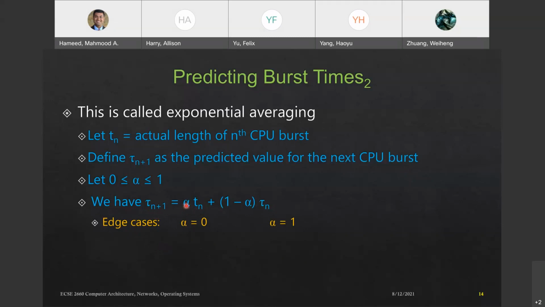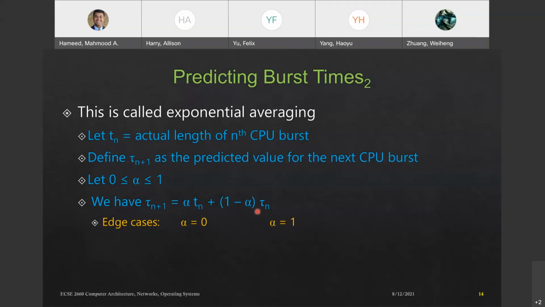So when alpha is 0, what can we say? Alpha is 0 means this term goes out. Tau n plus 1 will equal tau n, right? What does that mean? My next predicted value is totally dependent on what I predicted earlier. My predicted value is the same as previously predicted. So essentially, I'm not using the actual measured value ever. So if I start off on a wrong step with that initial predicted value being bad, I will continuously be bad, right? I have nothing of real data to help my algorithm.